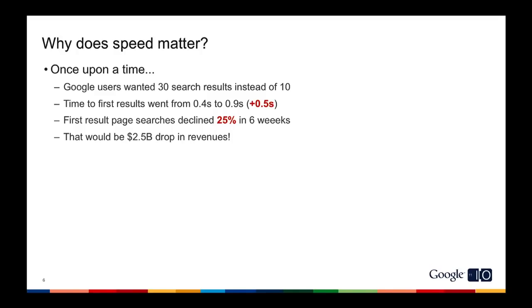And what we measured in small experiments was that over a 6-week period, that resulted in a 25% decline in the first page search results. So that would be about $2.5 billion at the time the test was conducted in revenue for Google. So we were quite concerned about that, and we did not go out with 30 search results. That's why you still see 10 as the default on your page today.